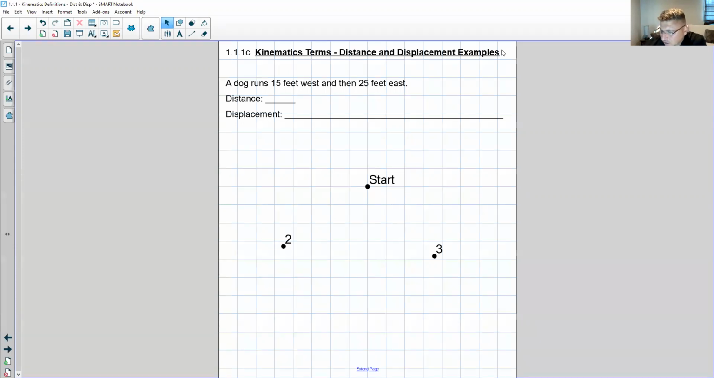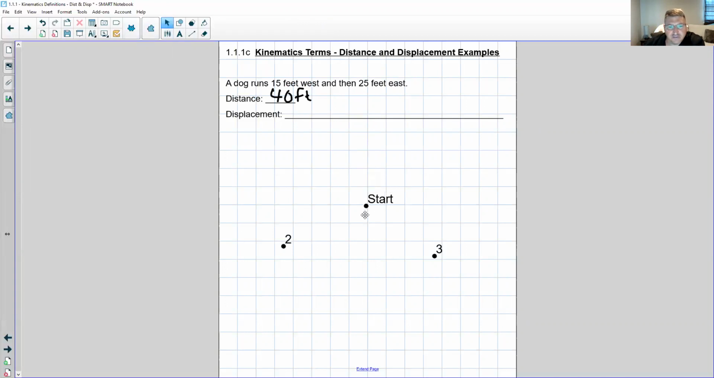That dog has traveled a distance of 40 feet. Right, that's pretty clear. All we did was add it up. Now note that there's no direction to the distance. It was just an overall amount of distance traveled by the dog. Now, as to the dog's displacement, there are a few ways to arrive at that.